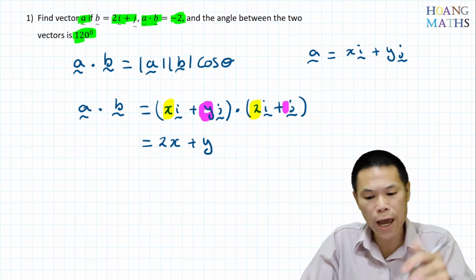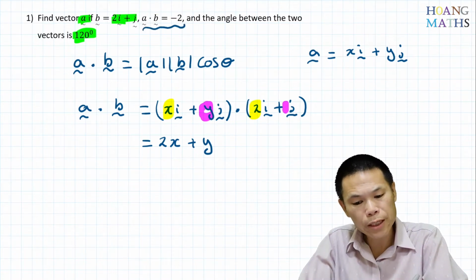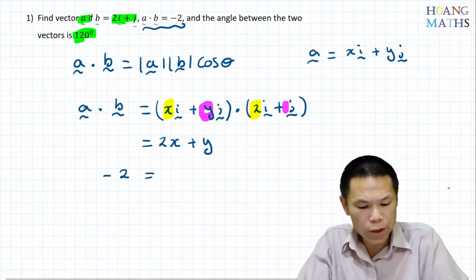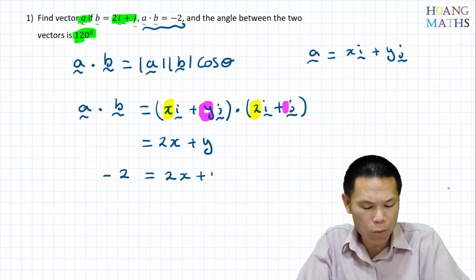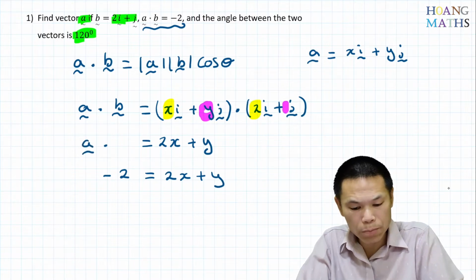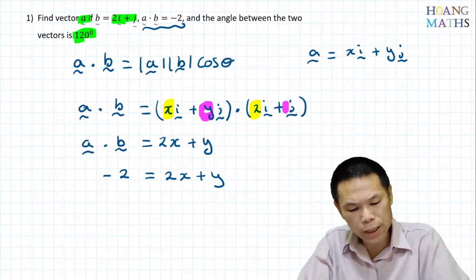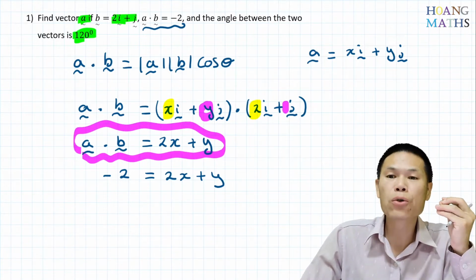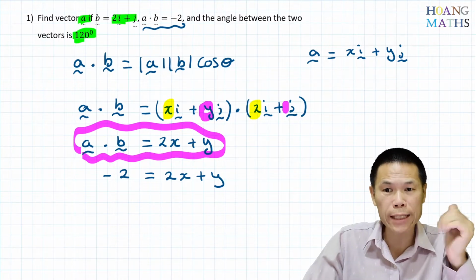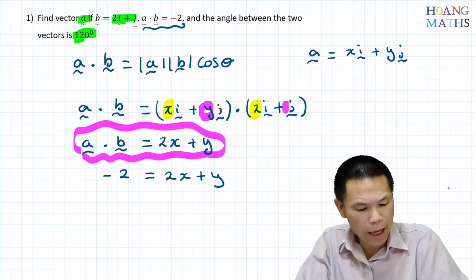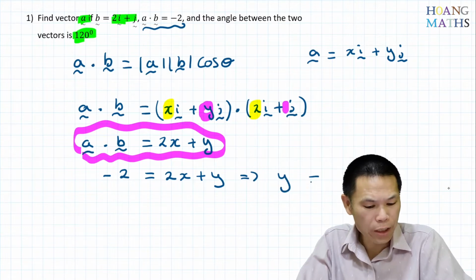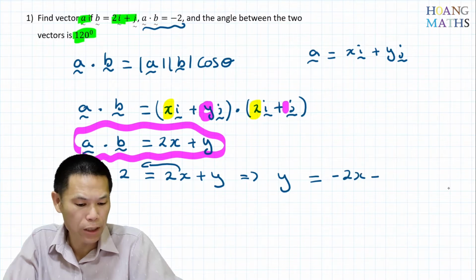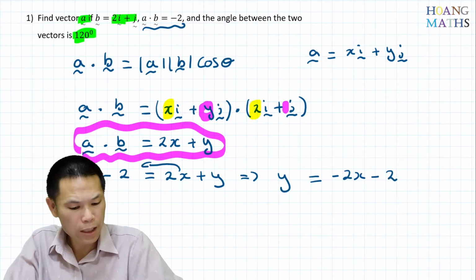And we also know that A dot B is -2. So in other words, -2 is equal to 2x plus y. So this is A dot B, please take note of this. A dot B is equal to this, and then -2 is equal to 2x plus y. And now we just make y the subject first. So y is equal to, we move the 2x to the other side, so that means y equals -2x minus 2. So we have another equation.